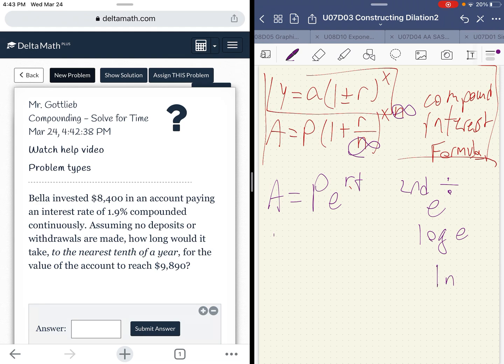So we're just going to fill in what we have here. We want to reach $9,890. That's the final amount we want to have. It says we invested $8,400, and the interest rate is 0.019, or 1.9% interest, and we want to solve for x, our unknown variable in this case. I left out the e in the formula, very important, because this 0.019x is on the e. So the first thing we're going to do is divide off the $8,400.